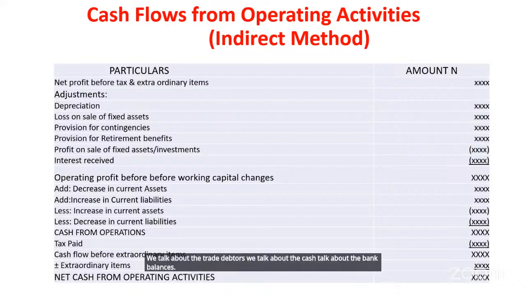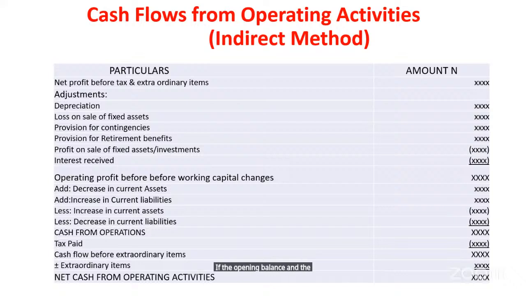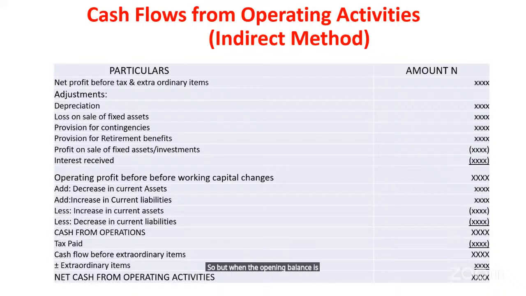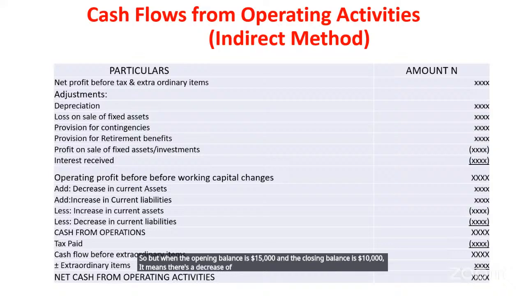If the opening balance, let's say, is 10,000 naira and the closing balance is 15,000 naira, of course, there's an increase of 5,000 naira. But when the opening balance is 15,000 naira and the closing balance is 10,000 naira, it means there's a decrease of 5,000 naira. In that case, that decrease, the difference will not be added here.